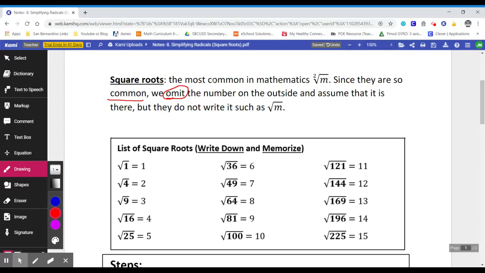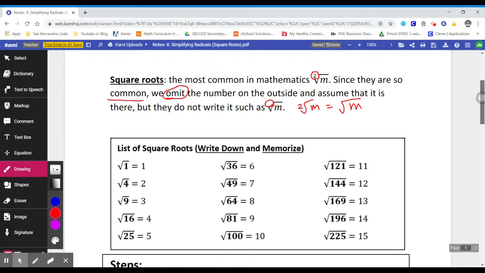Kind of like when you have x, that's the same thing as 1 multiplied times x, right? There's a 1 in front, but we don't really write it. Same thing here. We omit the 2 on the outside. We know it's there, but we don't really write it when we talk about square roots. Square roots should actually be 2 root m. In this case, if they write just the square root of m, that's the exact same thing. There's a 2 there, but you can't really see it.